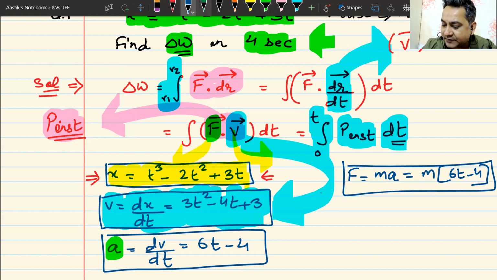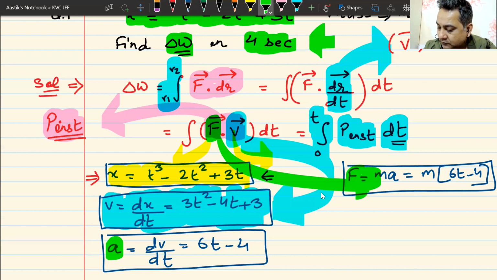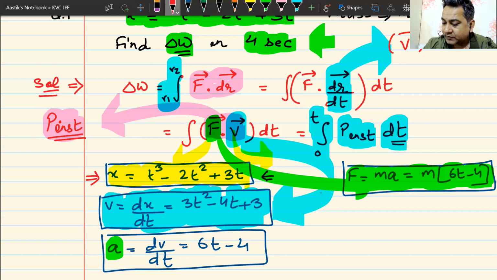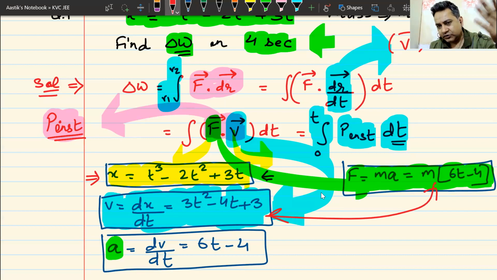What I need to do in the next step? Integrate the force and velocity with respect to time. Yes, multiply them both. You have to multiply this green thing with this blue thing. Multiply them all. Integrate them from 0 to t.